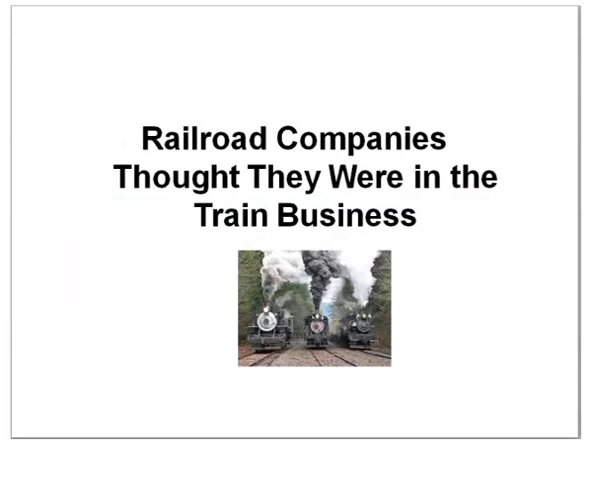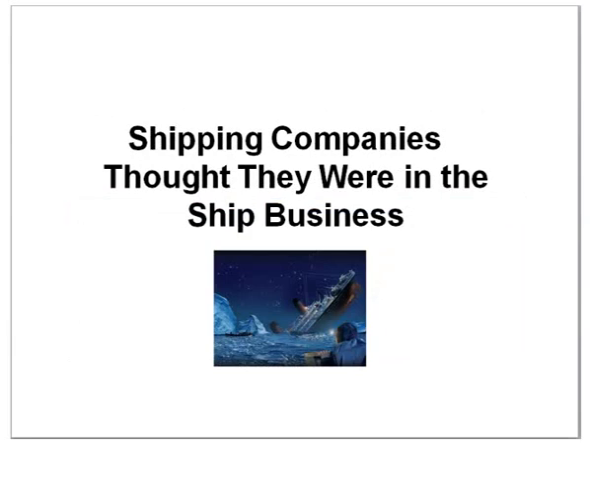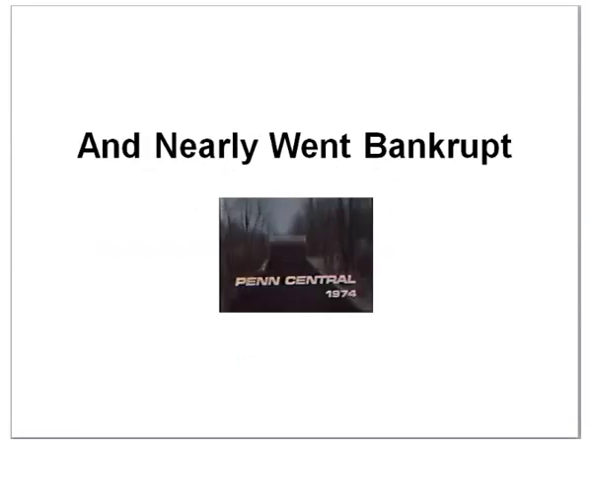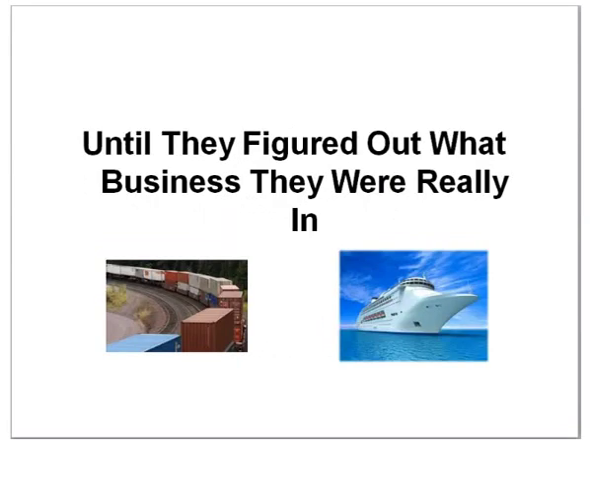So, for example, railroad companies thought they were in the train business. Shipping companies thought they were in the shipping business. And of course, all of them were grossly mistaken because the railroad companies got destroyed by the automobile companies and the shipping companies got destroyed by airplanes. None of those businesses were the ones that they were actually in. They all went nearly bankrupt until they finally figured out the correct answer to their question.